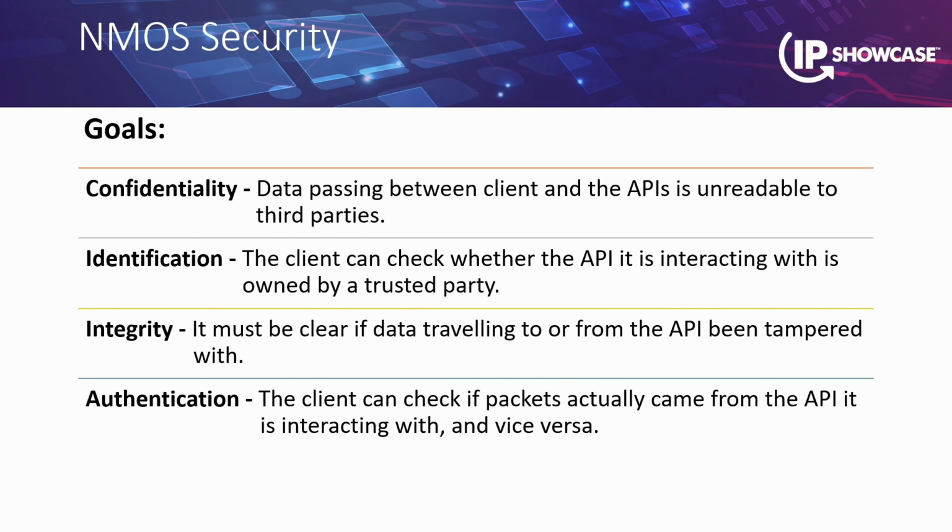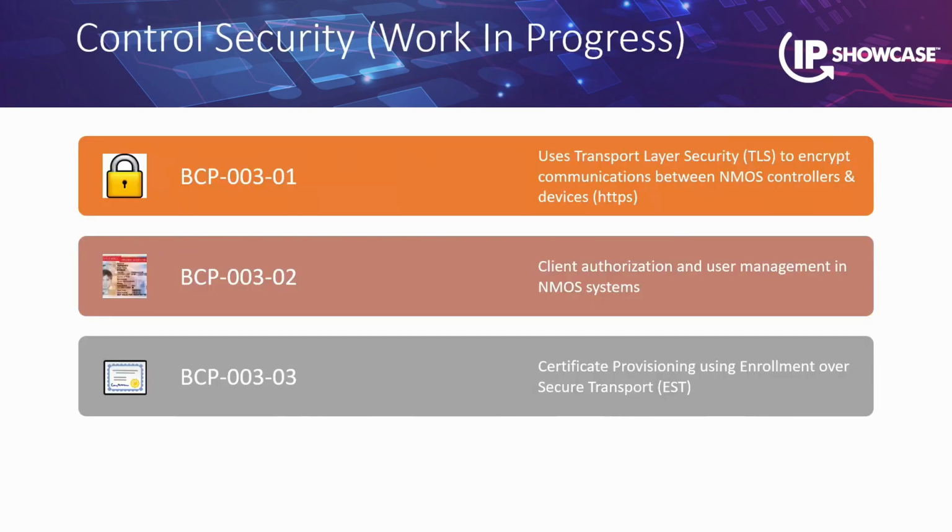Third is integrity. We want to make sure there's nobody tampering, no man-in-the-middle attack, somebody sneaking in and doing a switch or something that we don't want to do. And finally, authentication. Make sure that the packets are coming from the API that it's really interacting with. So how do we implement these? Well, we've written a couple of these BCPs to describe ways of implementing security, BCP 1, 2, and 3.